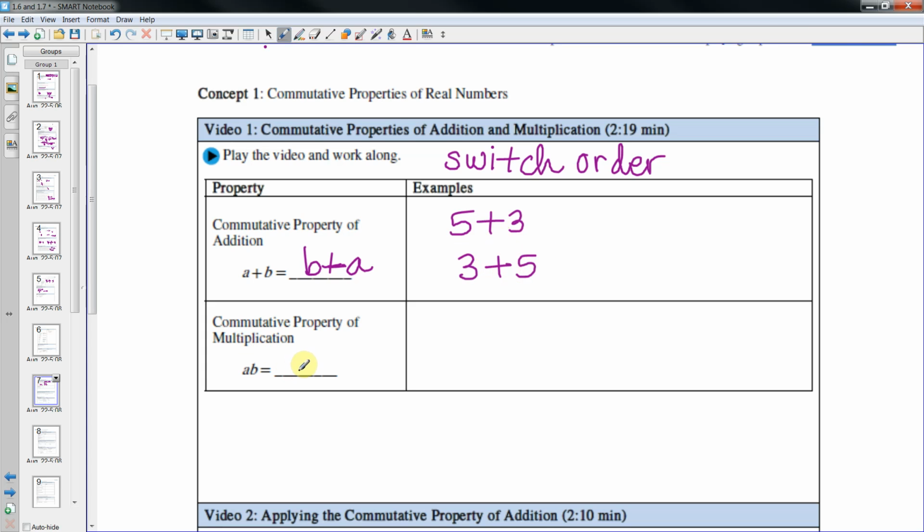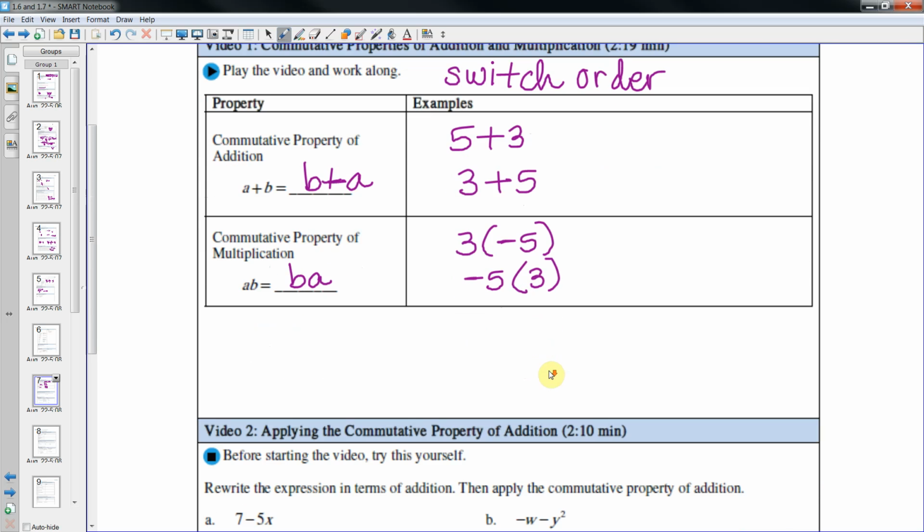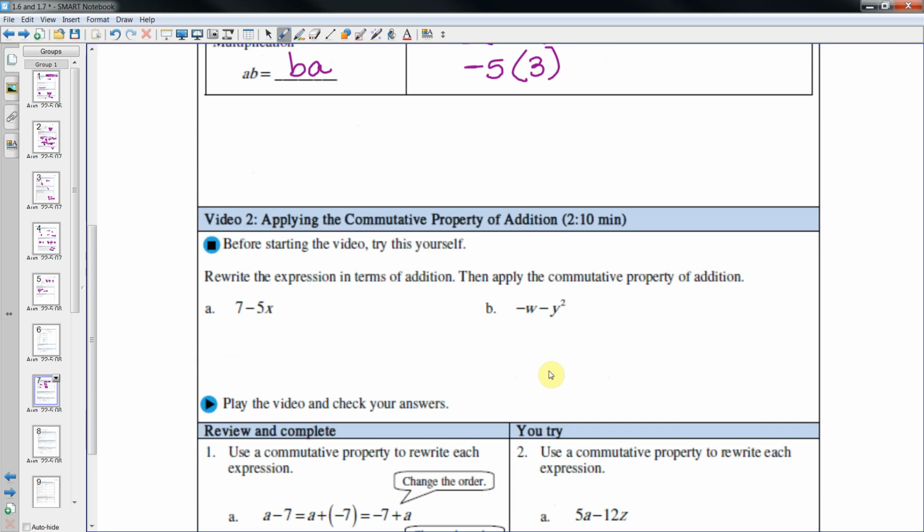Commutative property of multiplication, again, just switch the order. AB would be BA. So if you had 3 times a negative 5, then if you switch the order, that'd be negative 5 times 3. So commutative property, switch the order. So here's: rewrite the expression in terms of addition, then apply the commutative property.